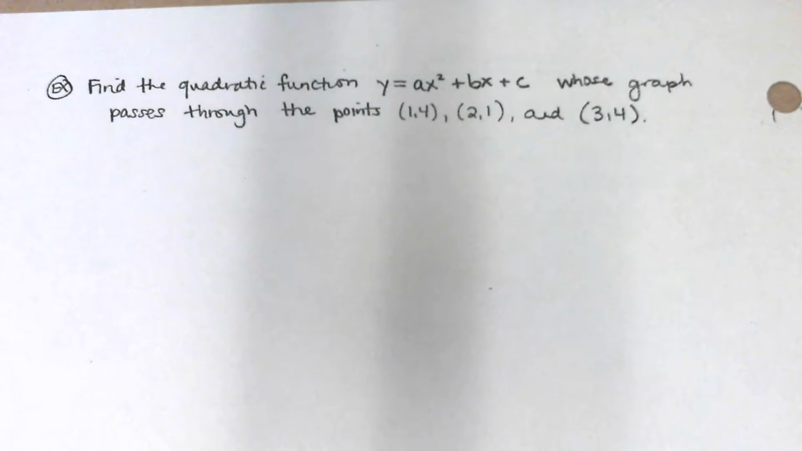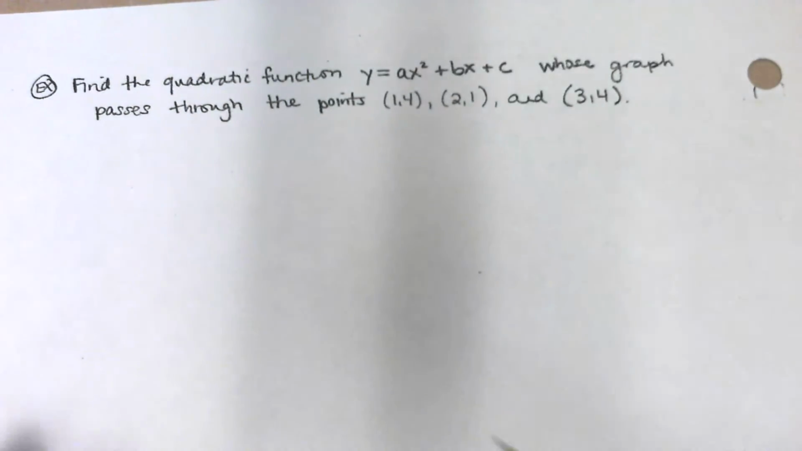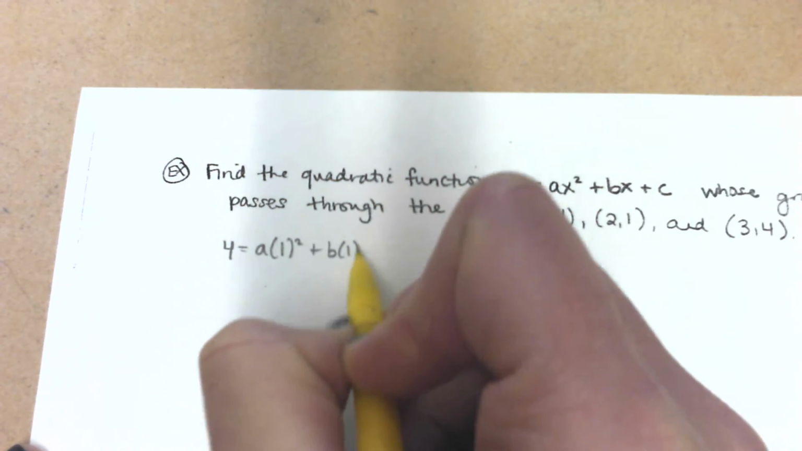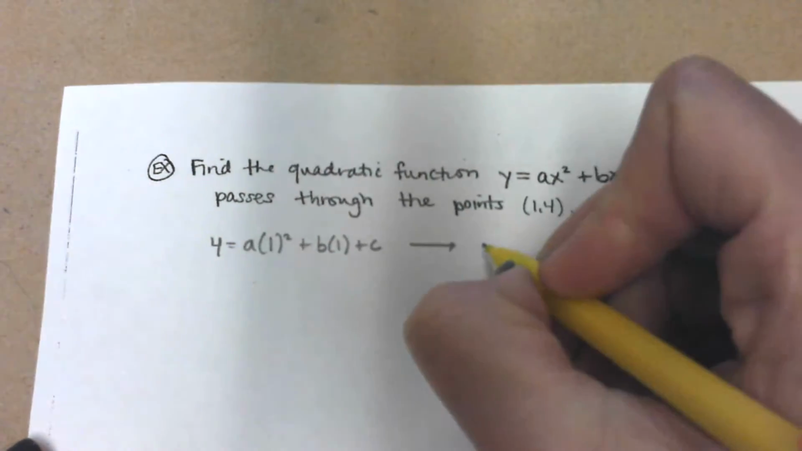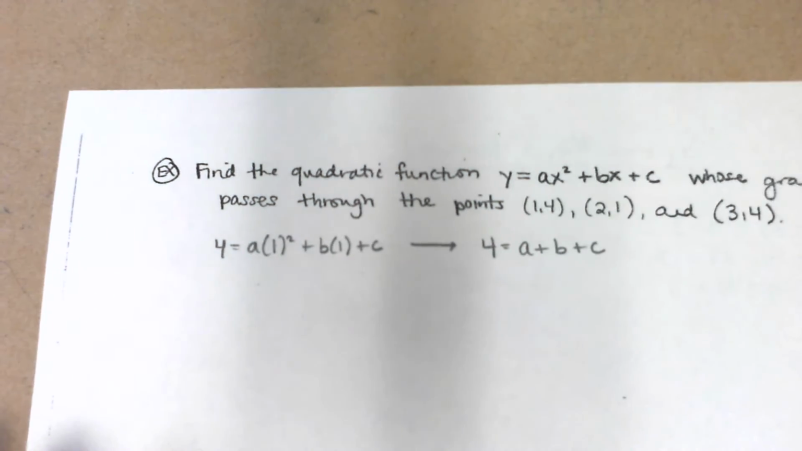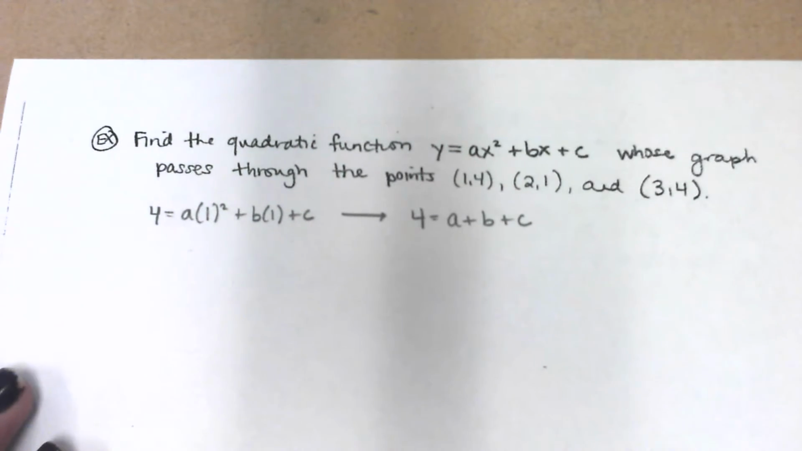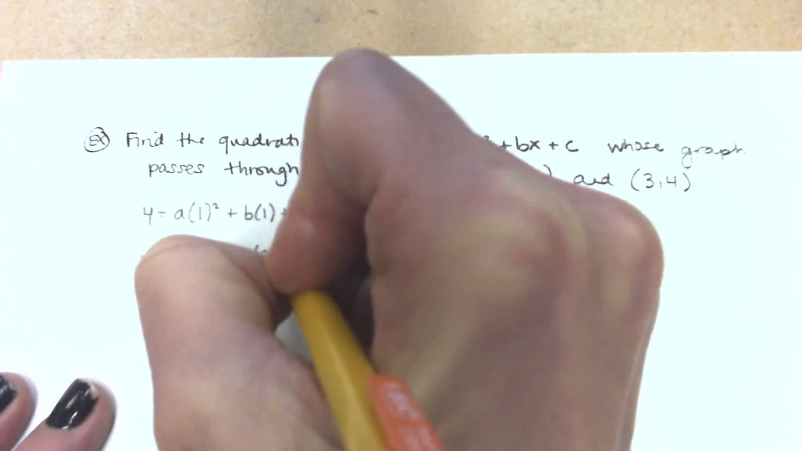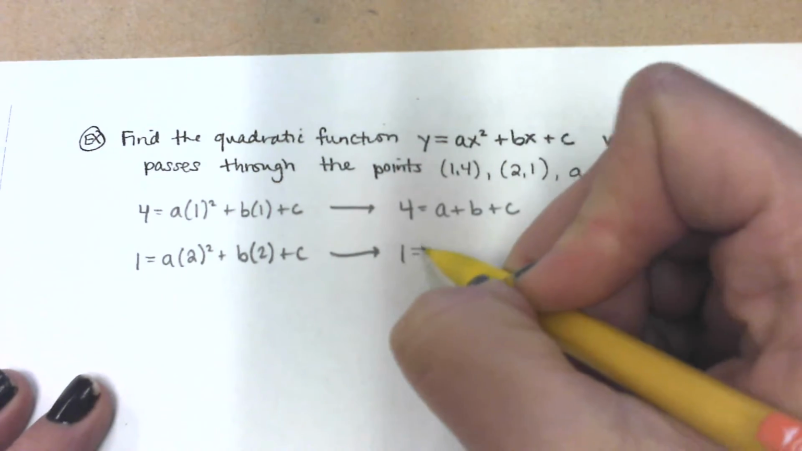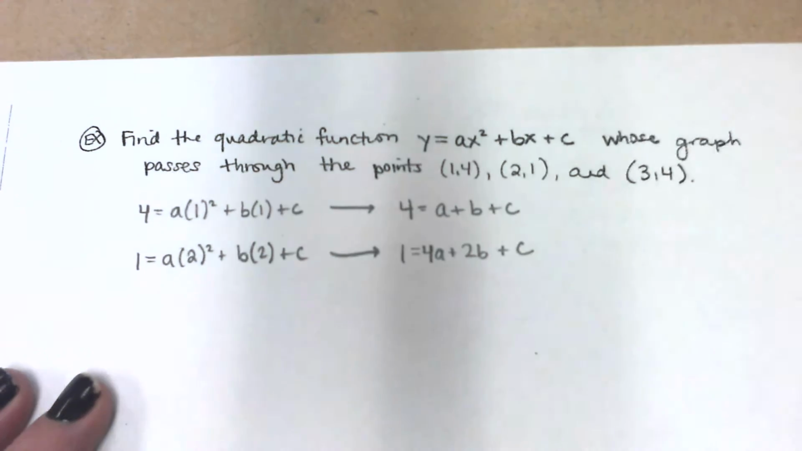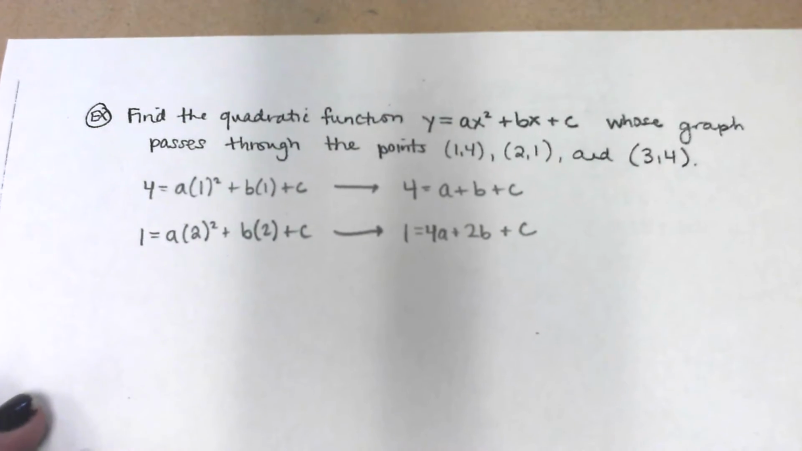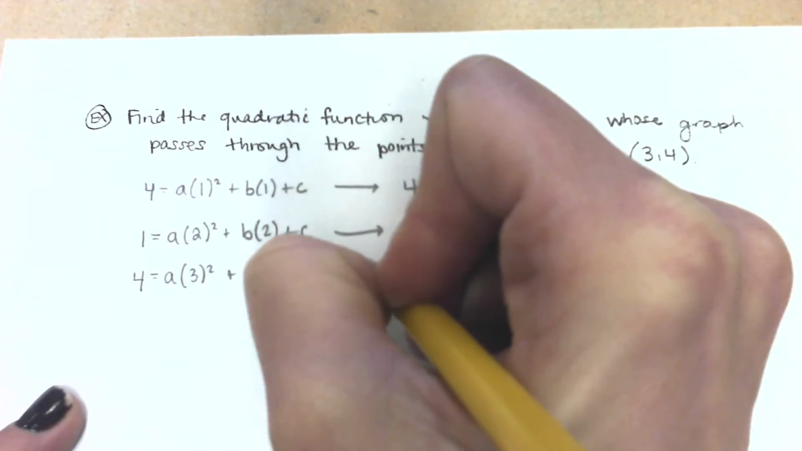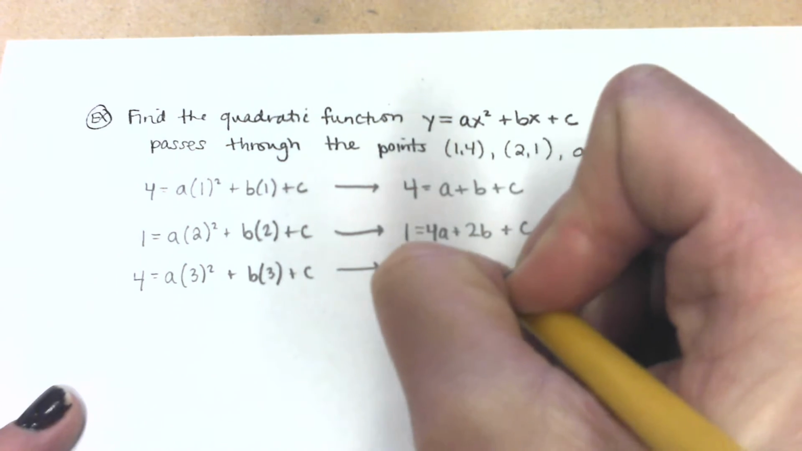And it's going to use a system of 3 equations. So anytime you have points, you plug them in. So I'm going to plug in 1, 4, which is going to give me 4 equals a times 1 squared plus b times 1 plus c, which will clean up to 4 equals a plus b plus c. When I plug in the second point, I get 1 equals a times 2 squared plus b times 2 plus c. And that cleans up to 1 equals 4a plus 2b plus c. And when I plug in 3, 4, I get 4 equals 9a plus 3b plus c.